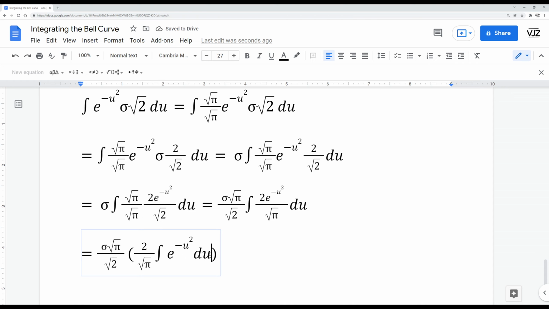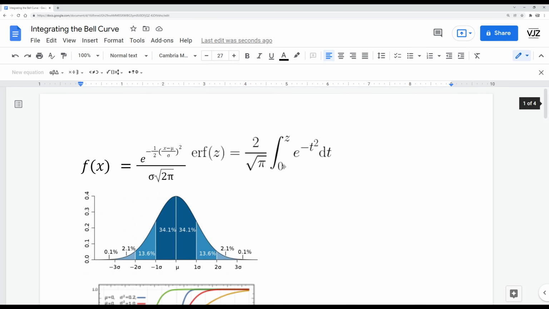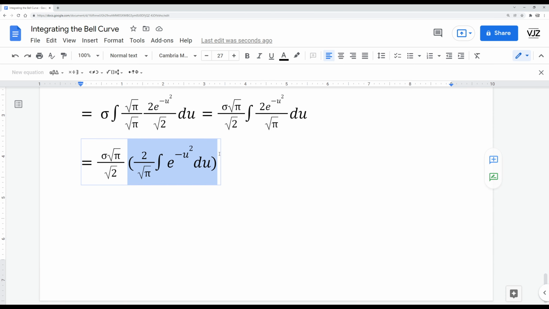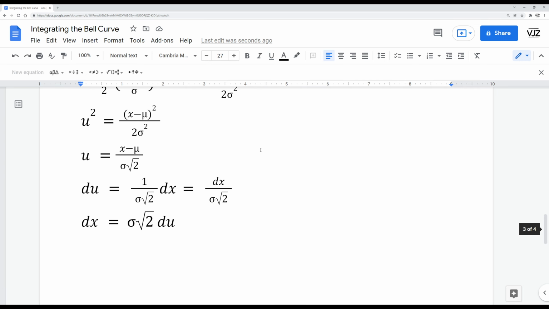And would you look at that? This and this, ignoring the definite bounds here, because that's what we're trying to do. But that is pretty much the error function. So we have done it. We have successfully transformed this u substitution thing to an error function with u inside. Wow, that was pretty good. Now we are done with our u substitution.